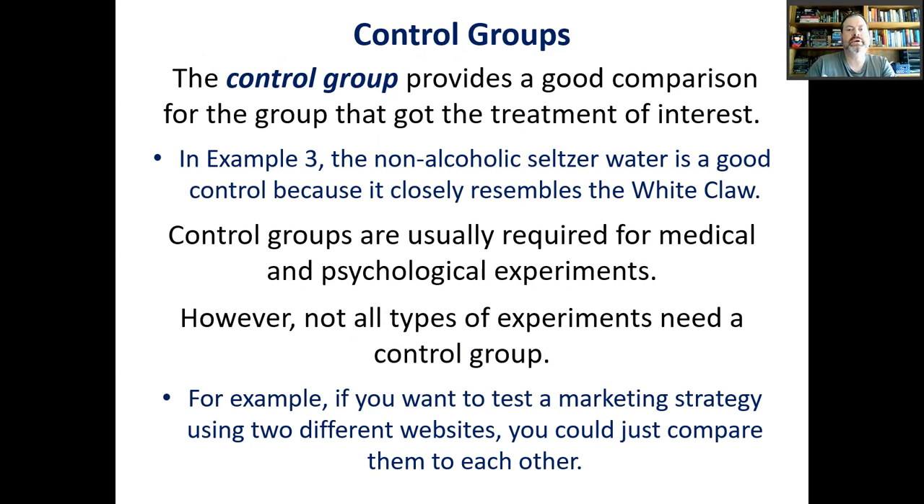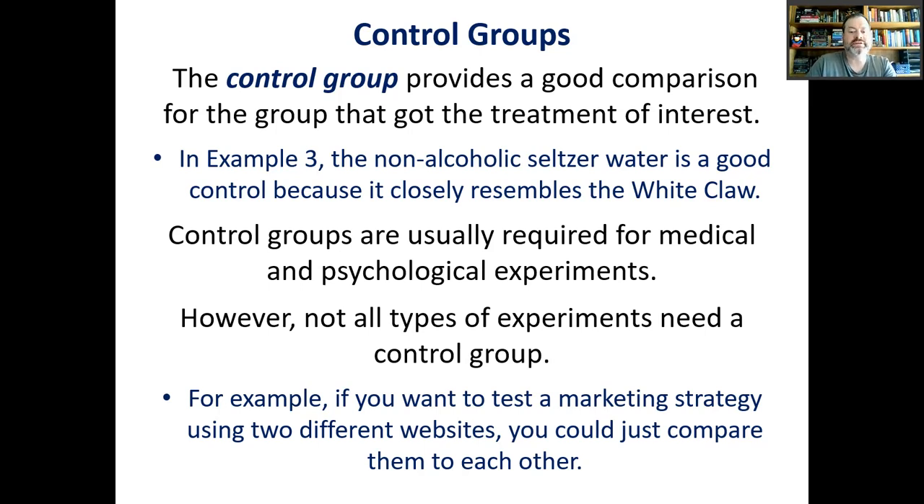So the control group is a good comparison for the group that got the treatment of interest. In our previous example, the non-alcoholic seltzer water is a good control because it closely resembles the White Claw. So again, you want to pick something in an experiment that is close. It doesn't have to be exactly identical, but you want it to just be close. You want it to be a good comparison group. Control groups are usually required for medical and psychological experiments. However, not all types of experiments need a control group.